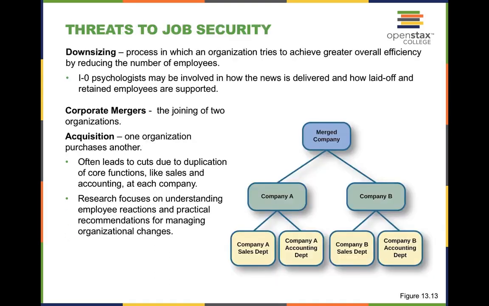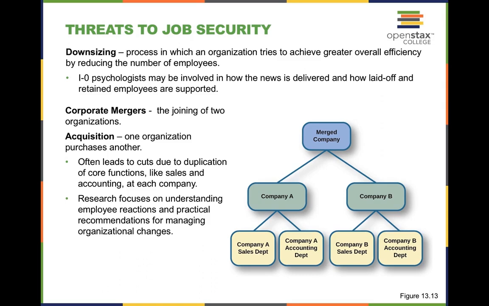Next are some threats to job security. This includes downsizing. Of course, employers are always going to look to where they can potentially save money and increase their profit. Something that may happen is downsizing. This is a process in which an organization tries to achieve greater overall efficiency by reducing the number of employees. IO psychologists may be involved in how the news is delivered and how laid off and retained employees are supported.